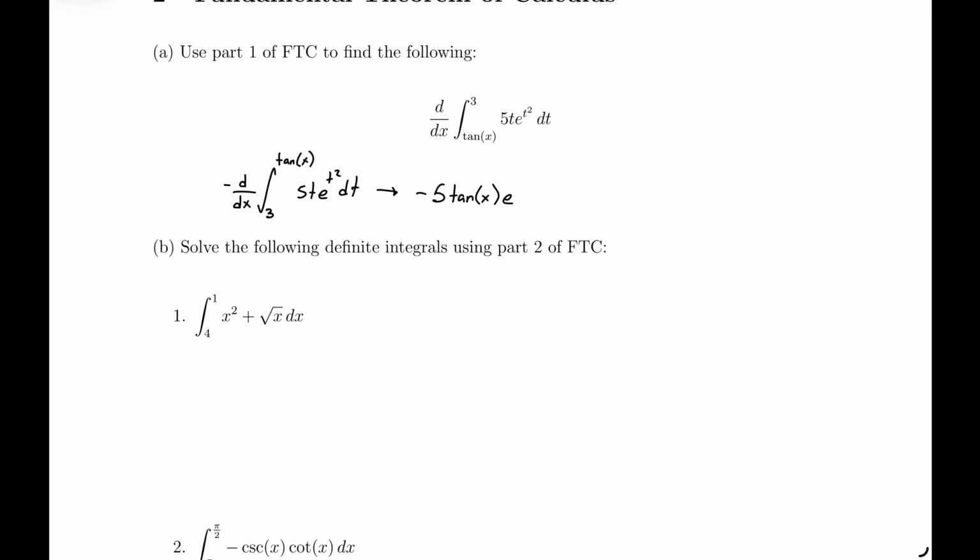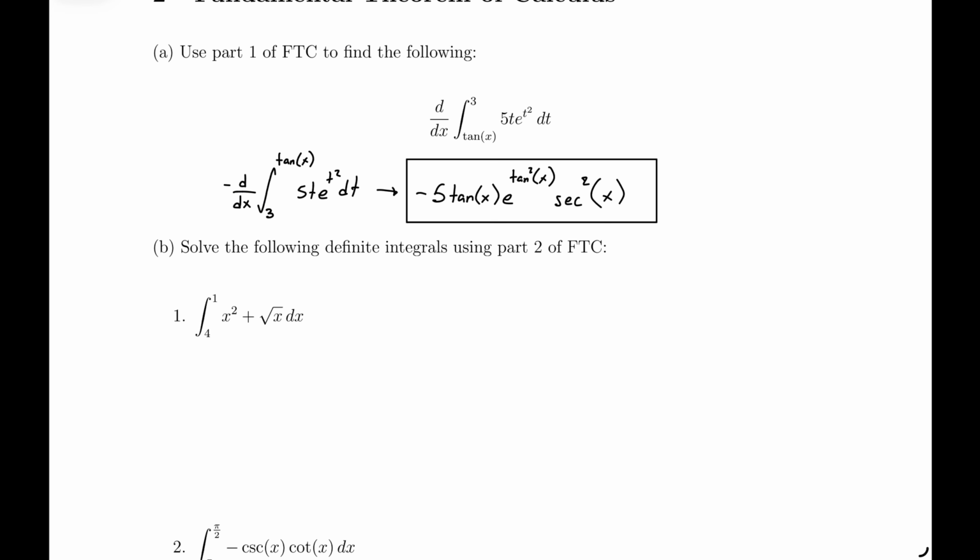And then e to the t squared, where t is tangent of x, so e to the tangent of x squared. But since we are inputting a function from the integral bounds, we need to use the chain rule. And the derivative of tangent is secant squared of x. And that's our answer using part 1 of the fundamental theorem of calculus.